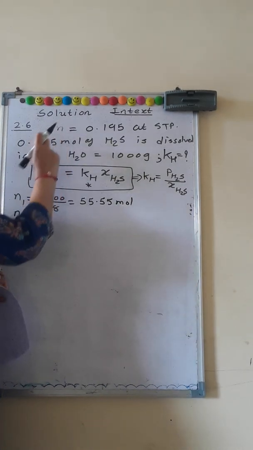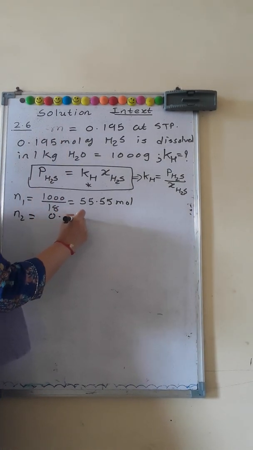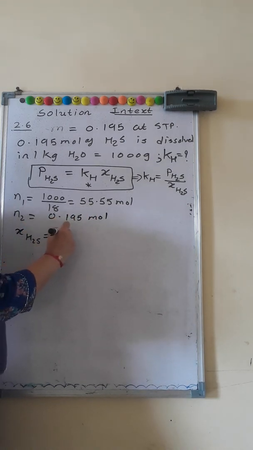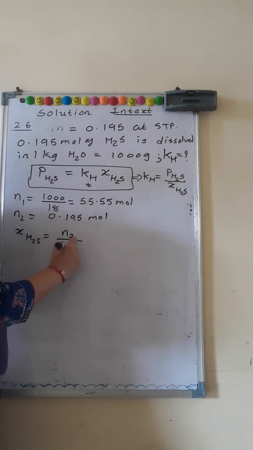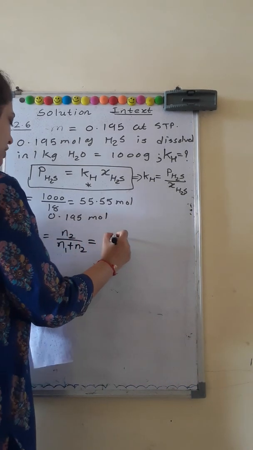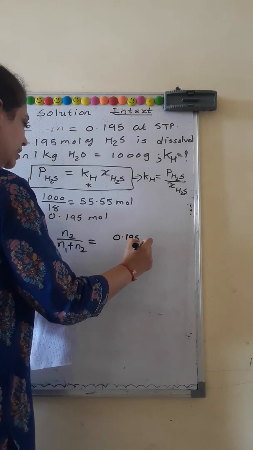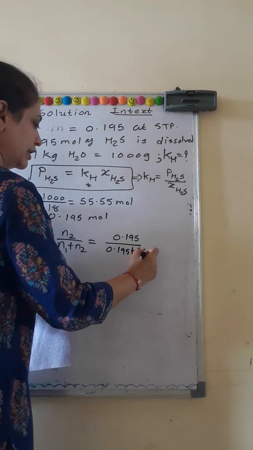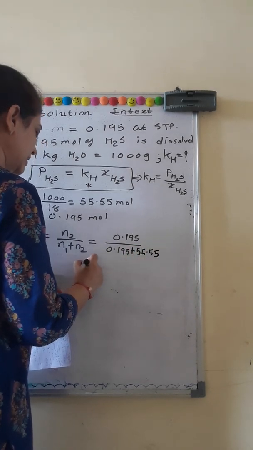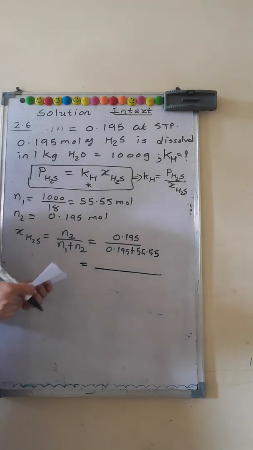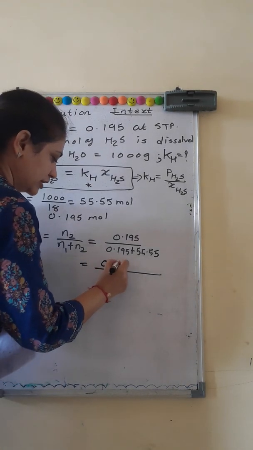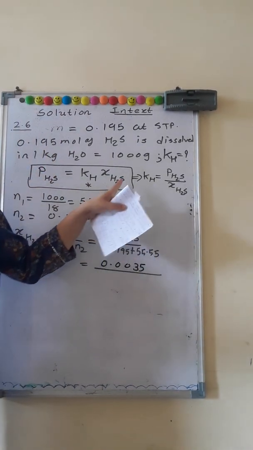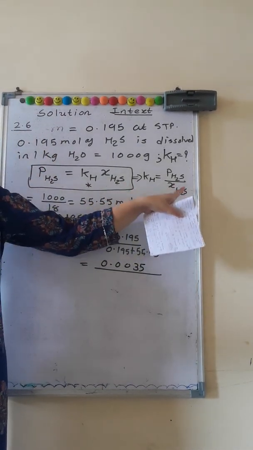N2 is given in the sum as 0.195 mole. So chi of H2S will be equal to N2 upon N1 plus N2, which is equal to 0.195 upon 0.195 plus 55.55, and this answer comes out to be 0.0035. This is chi of H2S, the denominator we got.